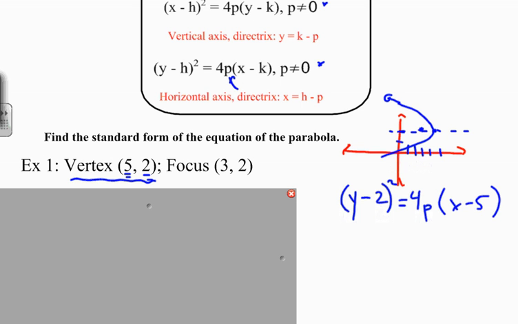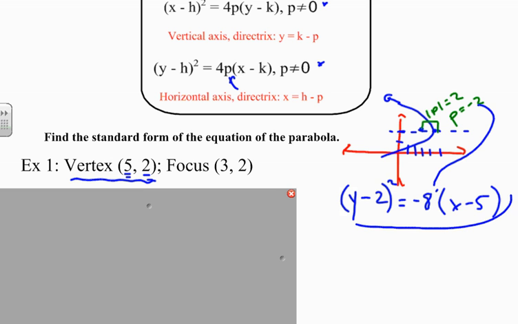From here, we have to fill in our value, so let's find p. p is the distance from the vertex to the focus, so that absolute value right there, and we can see that that value is going to equal 2. Well, because it also moves to the left, p in itself is going to actually equal negative 2. So we plug that in there, and our final equation has 4 times negative 2, which equals negative 8. And that's the equation of our example number 1 parabola.